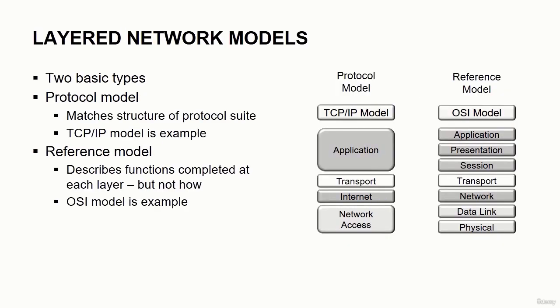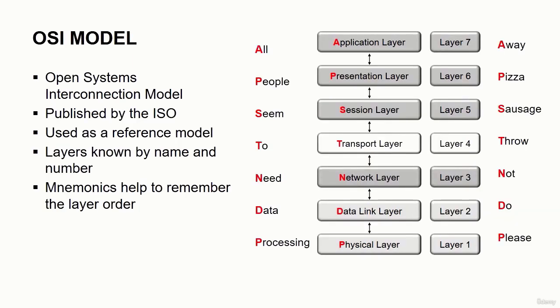There are two types of network models. There's protocol models like the TCP/IP model and reference models like the OSI model. Both models break the network communication process into functional layers, 7 layers in the OSI model and 4 layers in the TCP/IP model. Let's start a deeper discussion with the Open Systems Interconnection or OSI model, which was published in 1984 by the International Standards Organization.